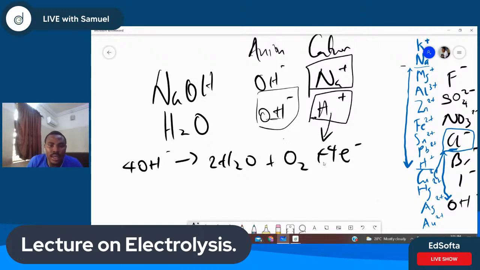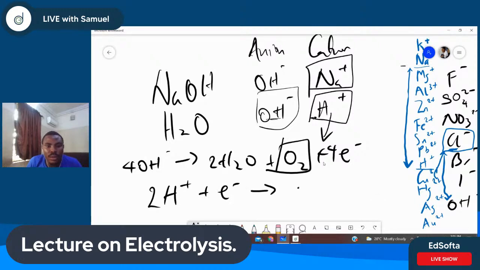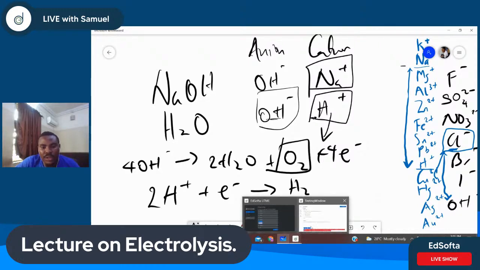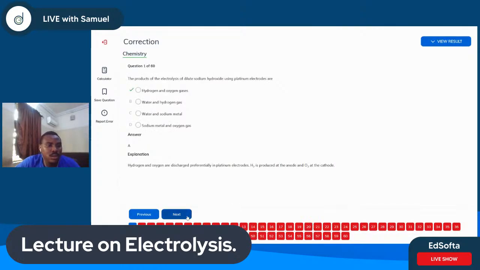So it gets discharged as what? Oxygen. So oxygen is just discharged. And also H2 is discharged. So you have your equation. And that's all. So your answer is what? Hydrogen and oxygen gases. So the most suitable that can be used, this is not, okay?